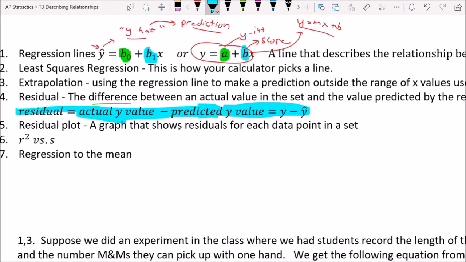We're going to talk about r squared and s a little bit later in the video, so don't worry about that, as well as regression to the mean. We're going to talk about that a little bit later in the video as well. At this time, please feel free to pause if you want to write stuff down, or if you need to go back and listen to anything again, that would be awesome.